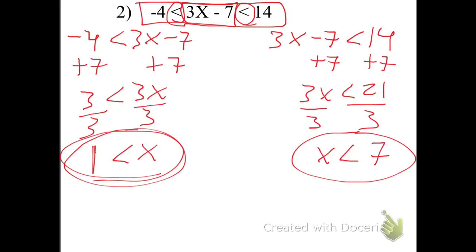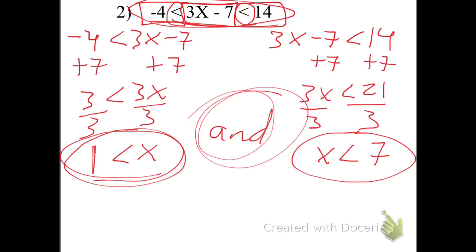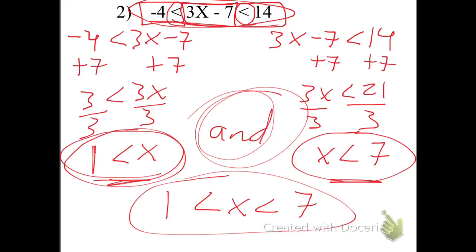And anytime you have a situation like this, where you have multiple inequalities in one row, it's always an AND statement. So remember, this is x is greater than 1 on the left side, x is less than 7. So really we can put these back together, so it kind of looks like our start there, and write it just like that. Because x is greater than 1 and less than 7. Ta-da! First two done.